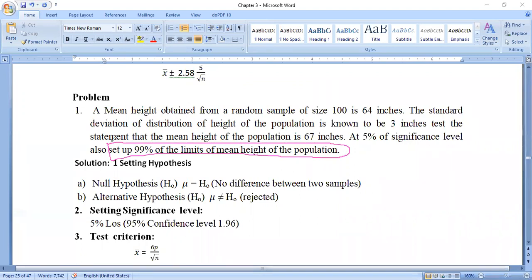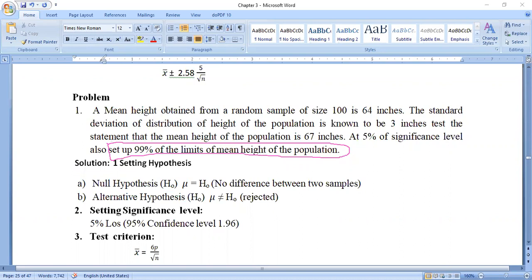Previously, we applied the 5 steps: setting hypothesis, setting suitable significance level, test criterion, doing calculation, then writing the decision rule. But in this given problem, the examiner will ask to set up 99% limits of mean height of the population also. So again, step number 6, fiducial limits of the given population. In this way, we keep the heading, set up 99% limits. Within the brackets, we write upper limit and lower limit, which we need to find out.